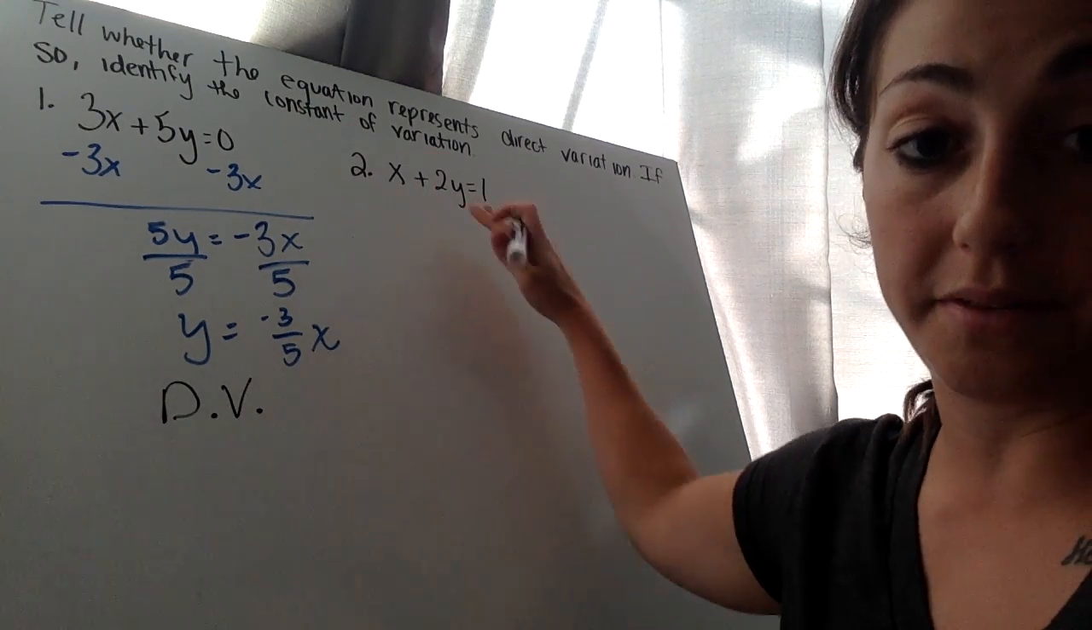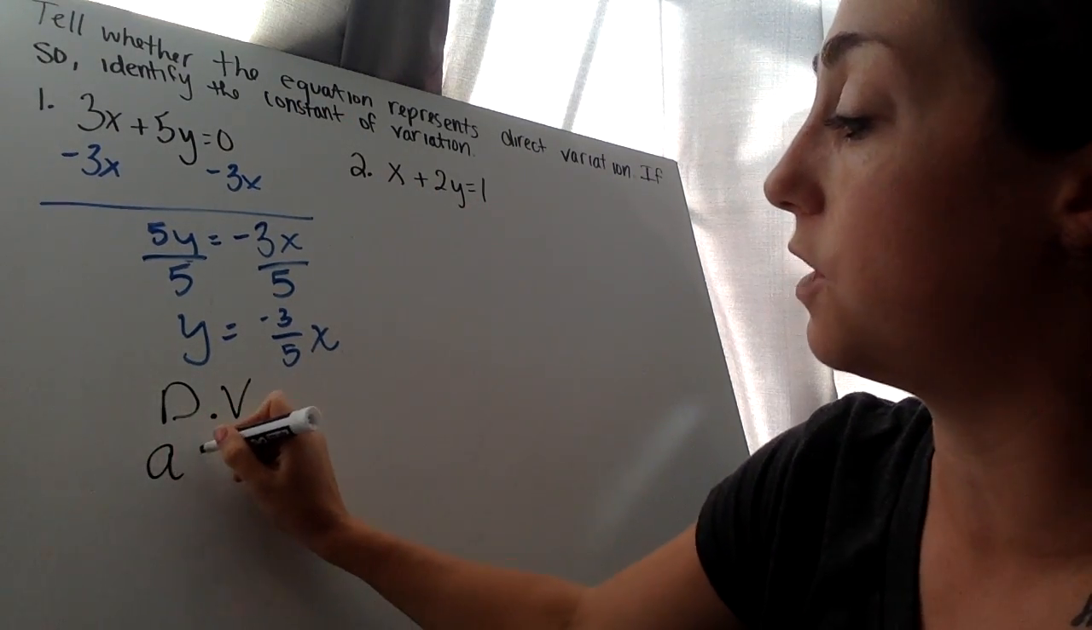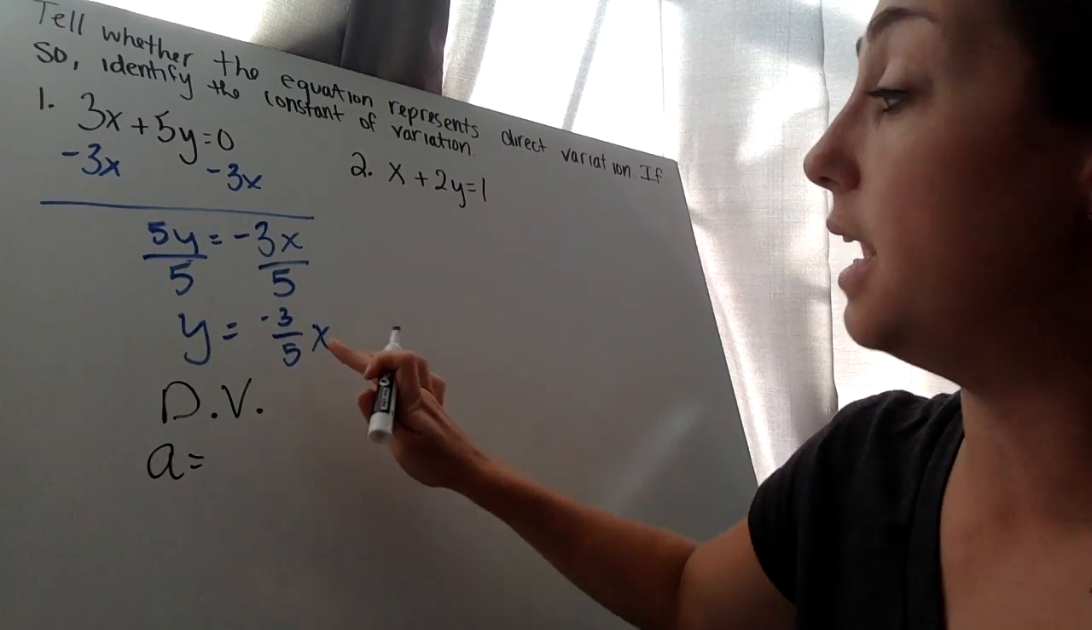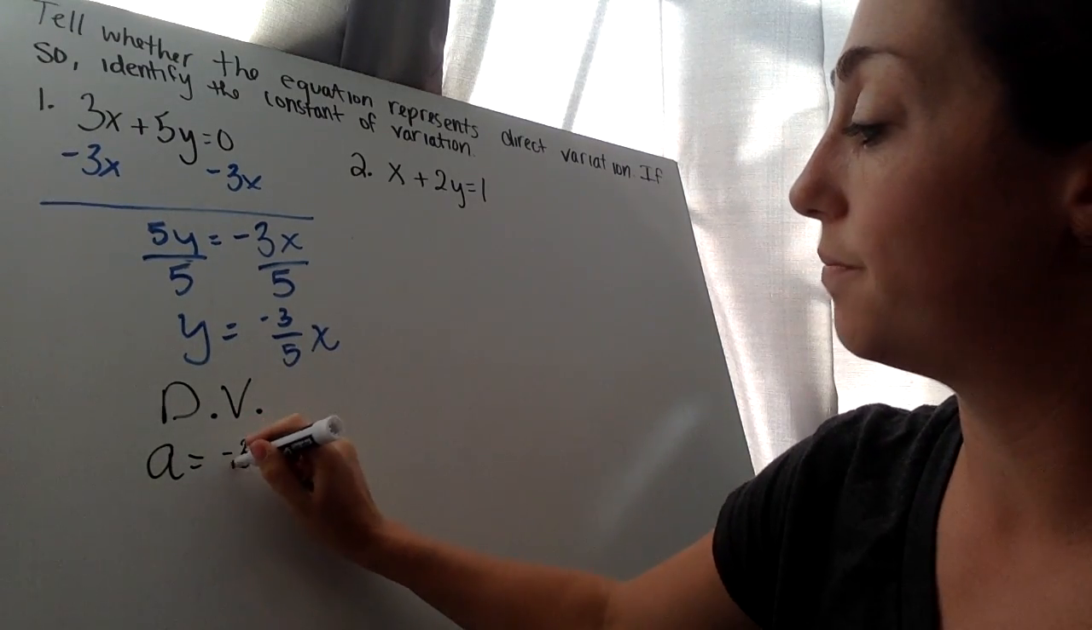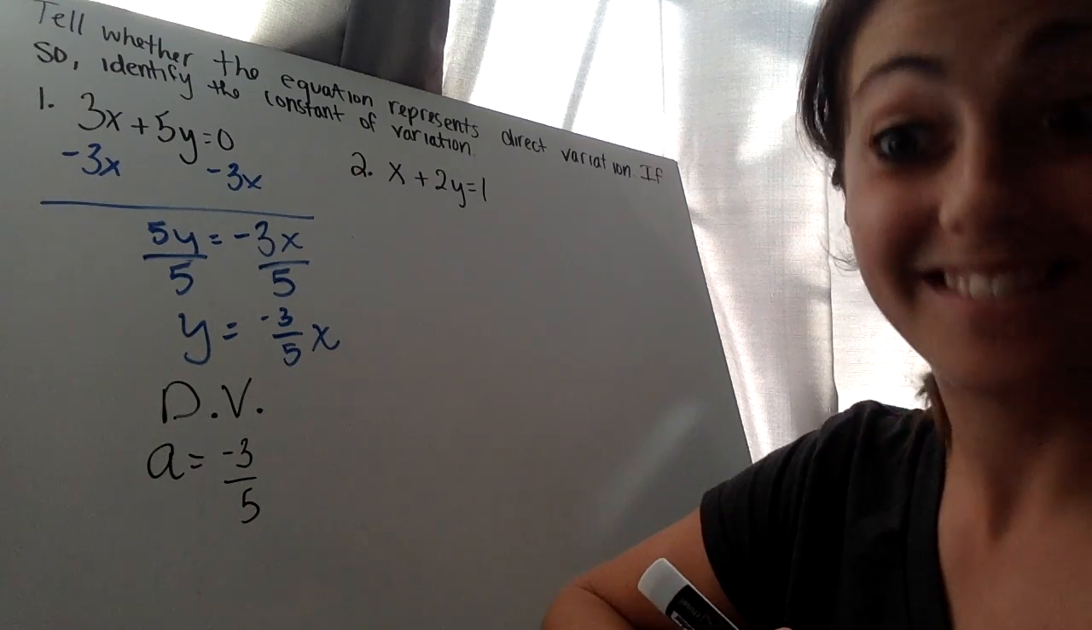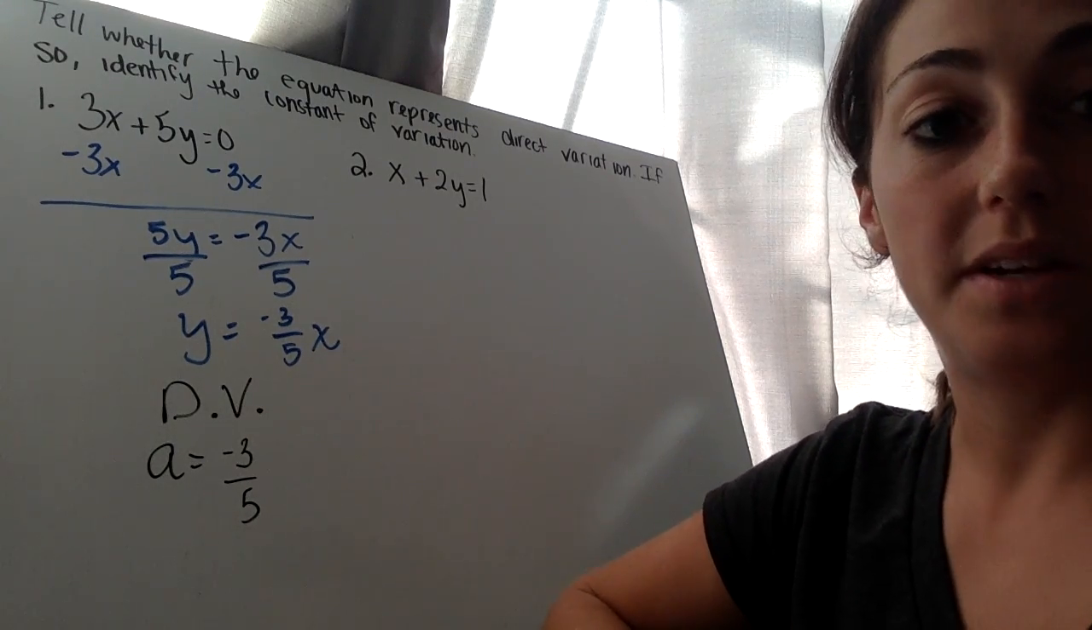If so, identify the constant of variation. What's my constant of variation? Well, that's the letter a. What's the letter a? Negative 3/5. All right, number 2.